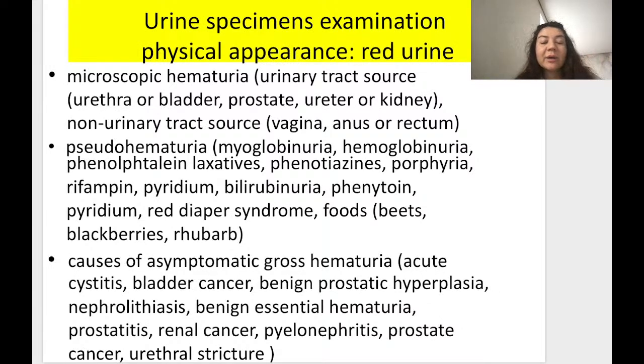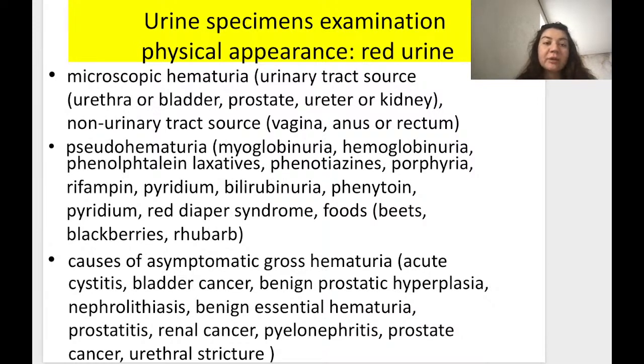Okay, if it is red urine, I told you that most often it is caused by hematuria. It can be microscopic, when we can't see it with our eyes. Microscopic hematuria is usually due to a urinary tract source: urethra or bladder, prostate, ureter, or kidney. It can also be from a non-urinary tract source: the vagina, anus, or rectum.